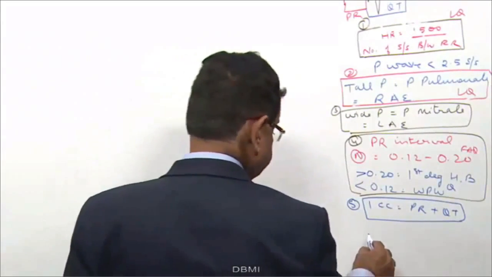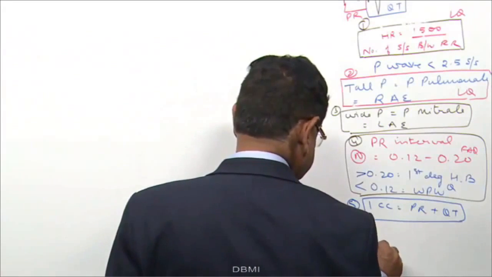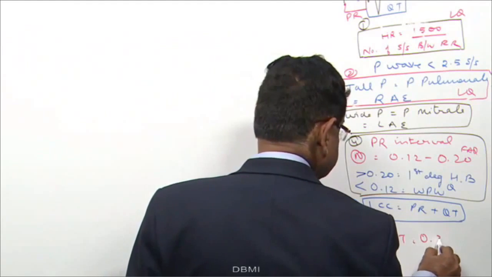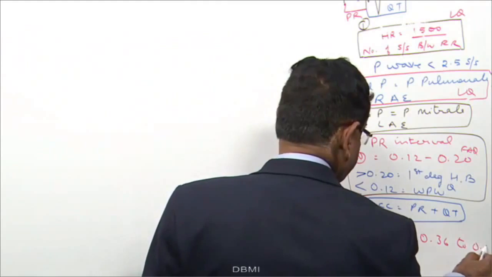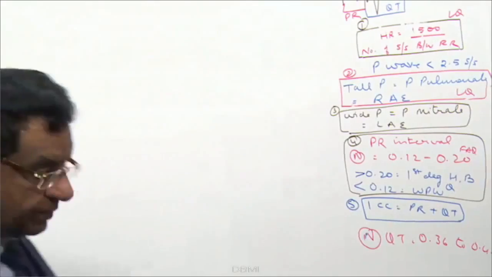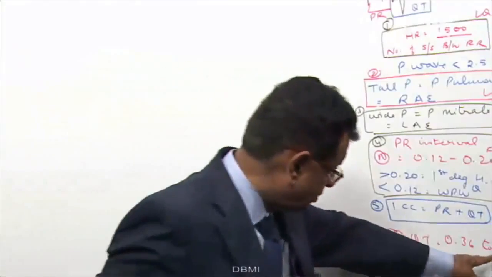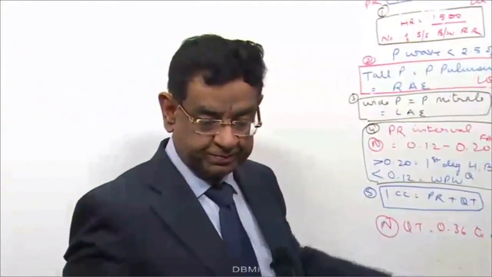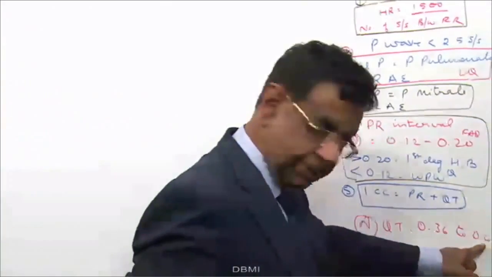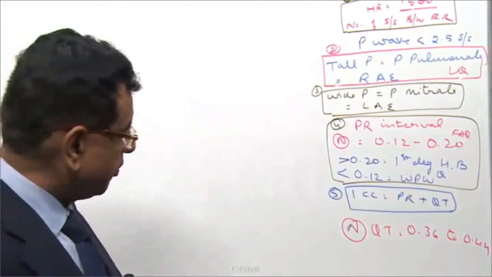Normal QT interval. Normal QT interval is always between 0.36 to 0.44 second. 0.36 to 0.44 second is the normal QT interval. Write down, just zoom it. Zoom the camera here. Yeah. Normal QT is 0.36 to 0.44.